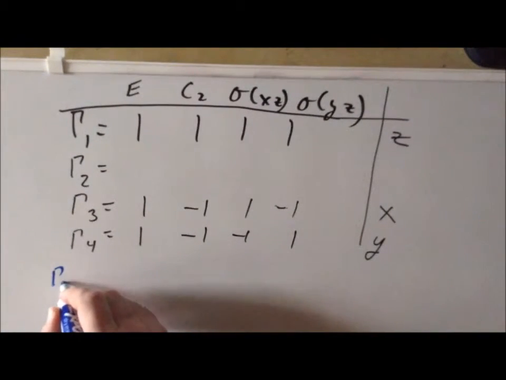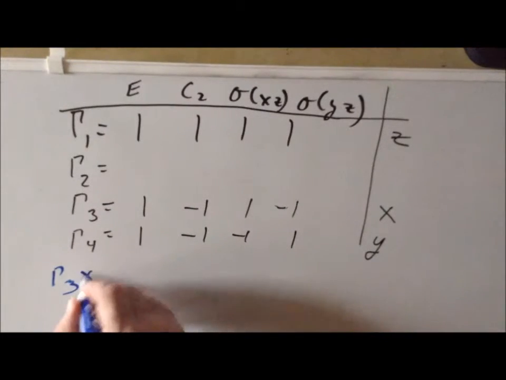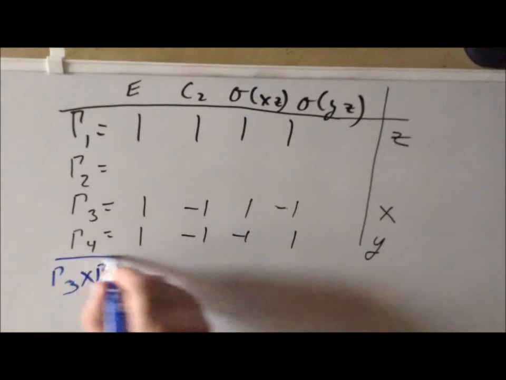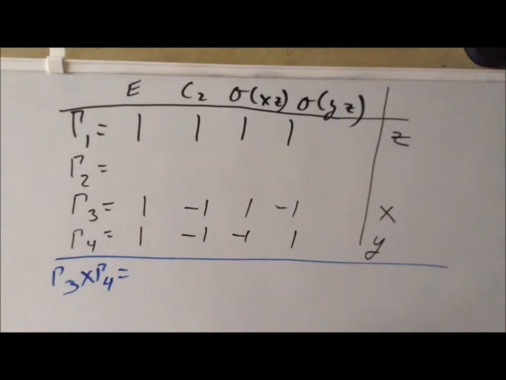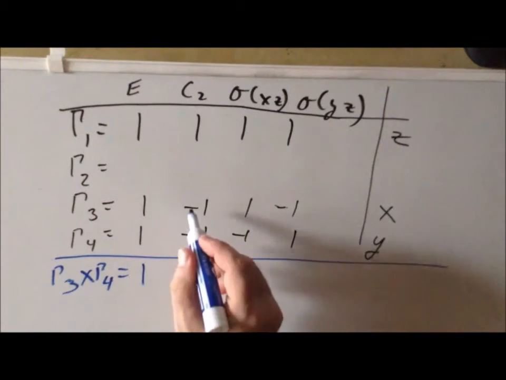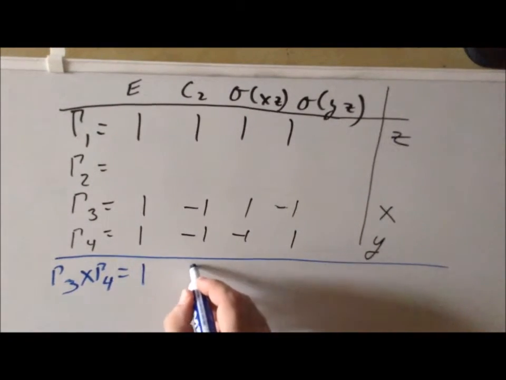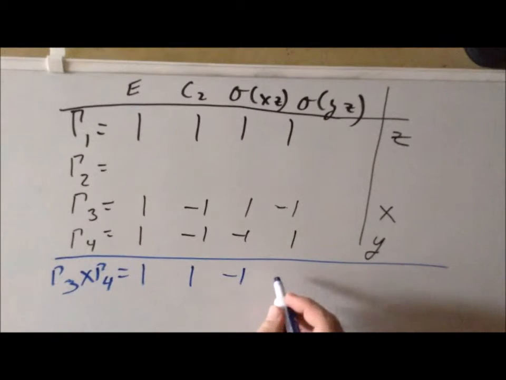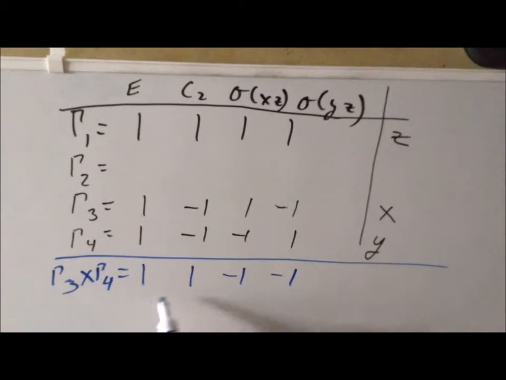And we want to see what characters we get for that case. So I know 1 times 1 is 1. Minus 1 times minus 1 is a positive 1. 1 times minus 1 is minus 1. And minus 1 times 1 is minus 1. So I have 1, 1, minus 1, and minus 1. And that is the 4th and final irreducible representation. So let's put that character 1, 1, minus 1, and minus 1.